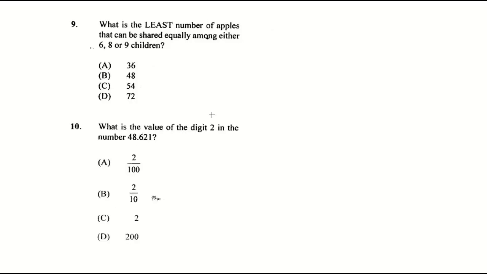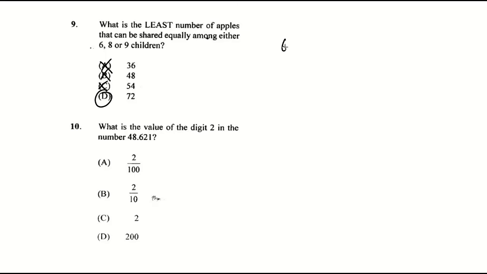The LCM of 6, 8, and 24. We want the lowest common multiple that could go into these. So we can ask ourselves, if 6 goes into 36, can 8 go into 36? No. Can 9 go into 36? Yes. Because 8 can't go into it, it cannot be this. Does 6 go into 48? Yes. Does 4 go into 48? Yes. Does 9 go into 48? No. Does 6 go into 54? Yes. Can 9 go into 54? Yes. Can 8? No. So the answer should be 72.